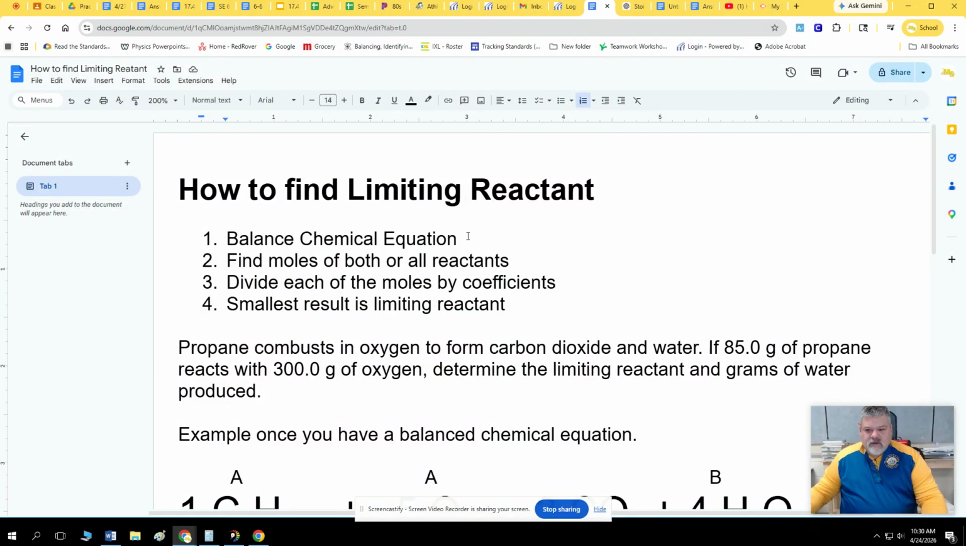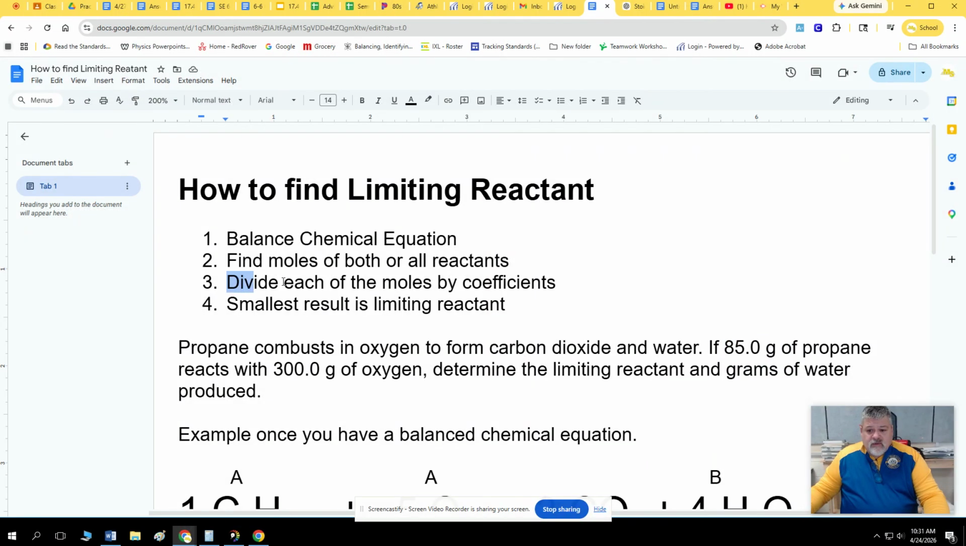The first thing we have to do is balance the chemical equation. Then we're going to find the moles of both or all the reactants, or whichever ones are involved. So in this case, we have 85 grams of propane, that's one of them, and then 300 grams of oxygen, that's the second one. So those are our two reactants, so those are the ones we're going to find.